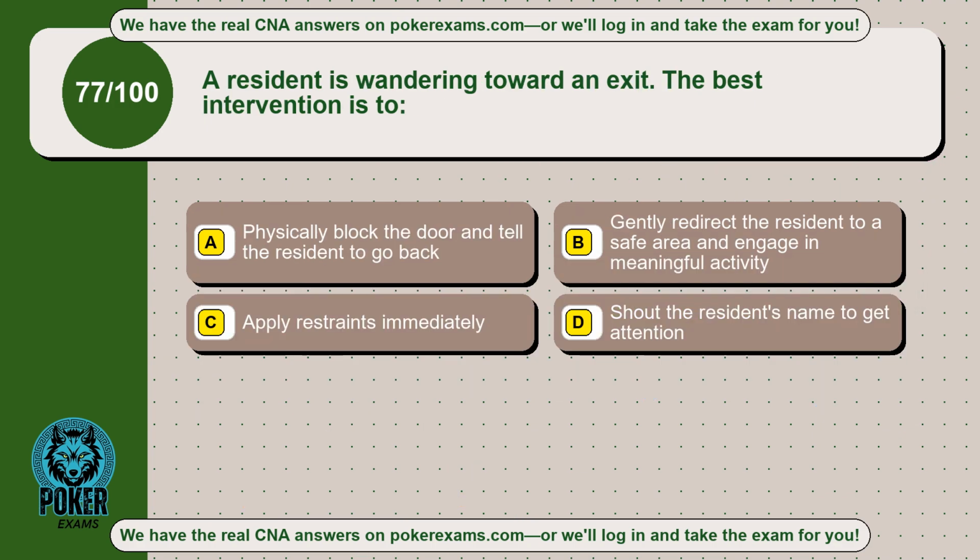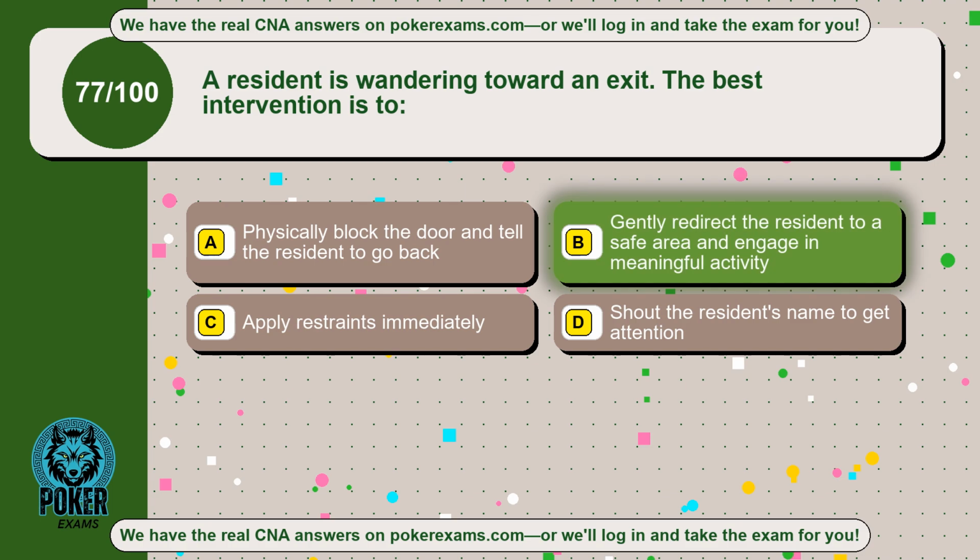Question 77. A resident is wandering toward an exit. The best intervention is to: Option A, physically block the door and tell the resident to go back. Option B, gently redirect the resident to a safe area and engage in meaningful activity. Option C, apply restraints immediately. Option D, shout the resident's name to get attention.